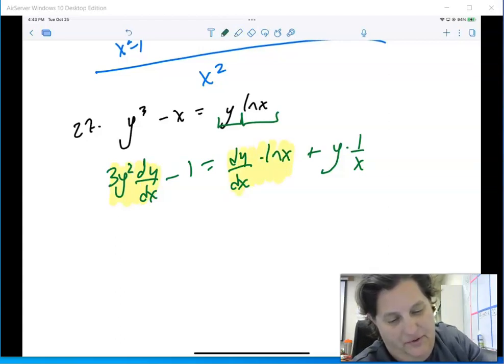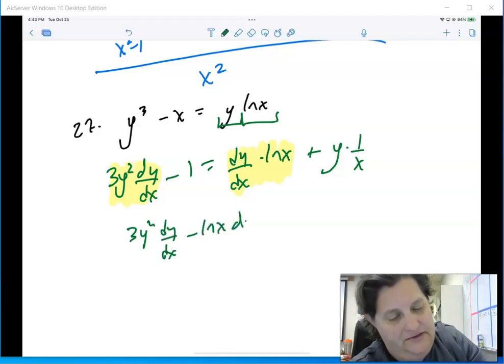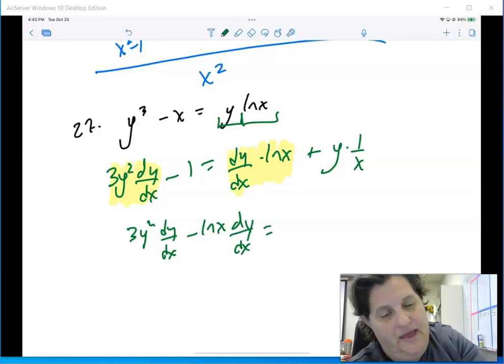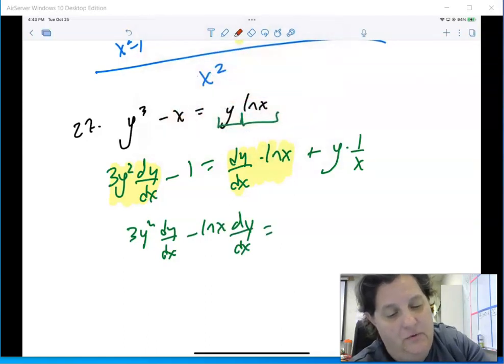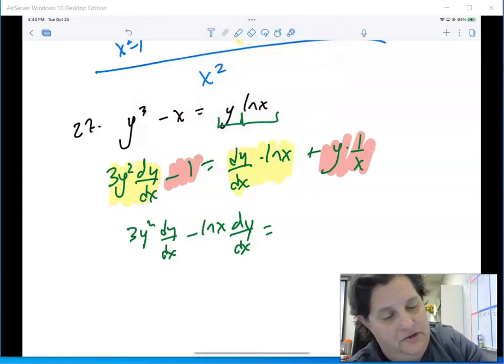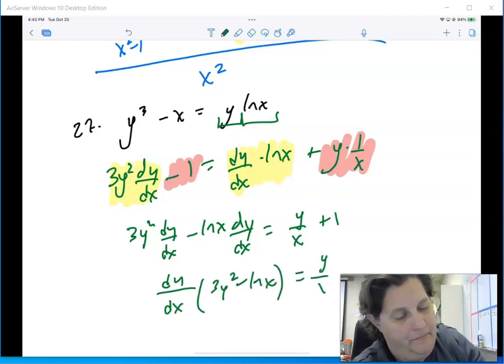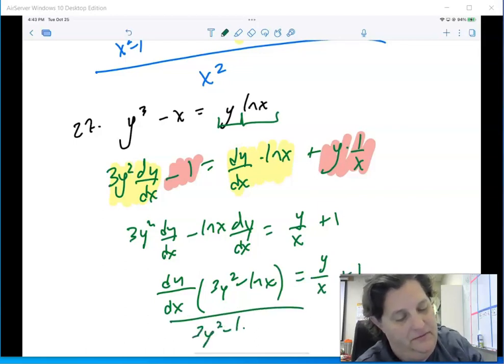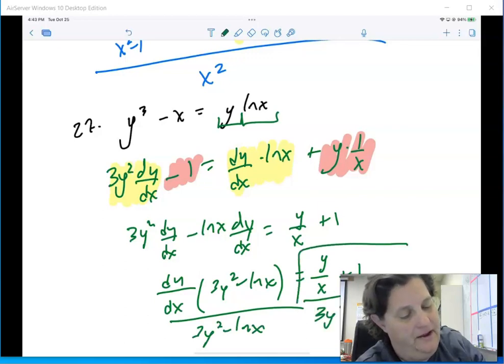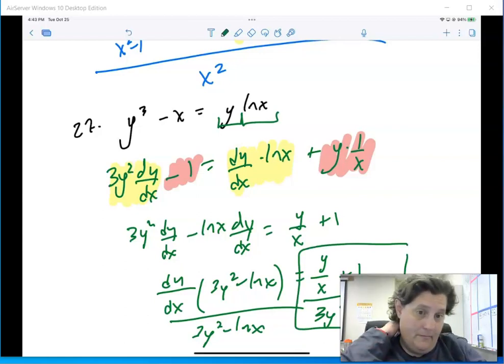So I'll go ahead and put 3y squared dy dx minus ln of x dy dx. And I got to put everything that's not a dy dx on this side. So I'll put y over x plus 1. I'll factor out a dy dx. And then I'll just divide by 3y squared minus ln x. And I am not planning on simplifying that. Okay?